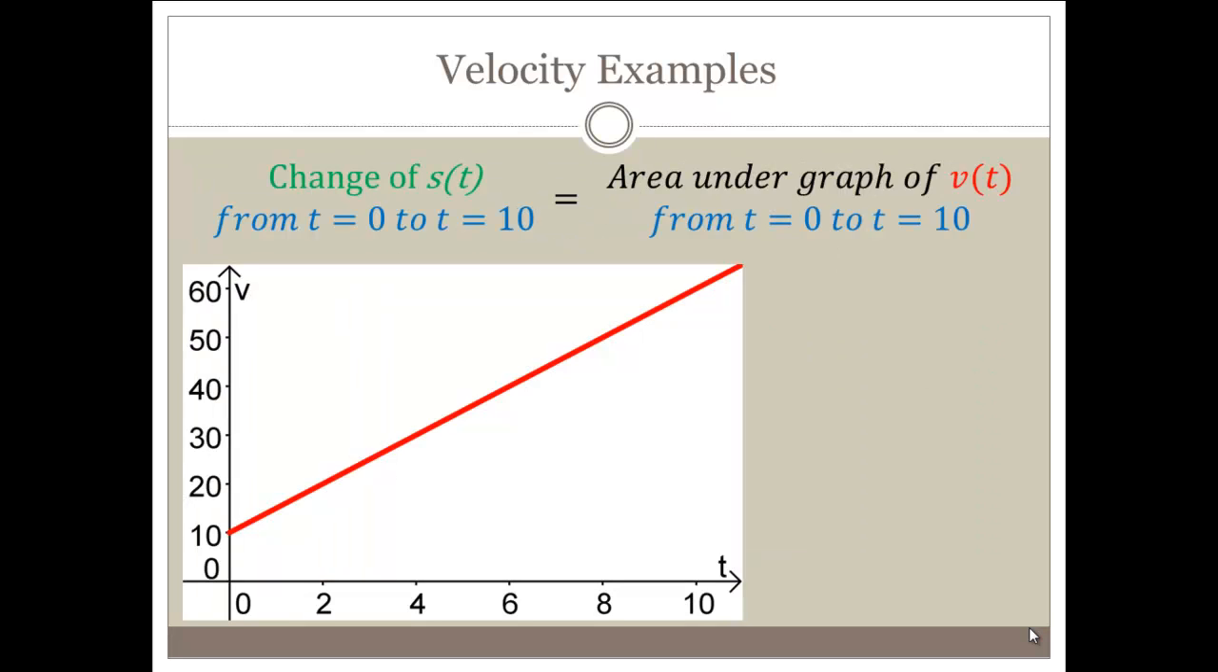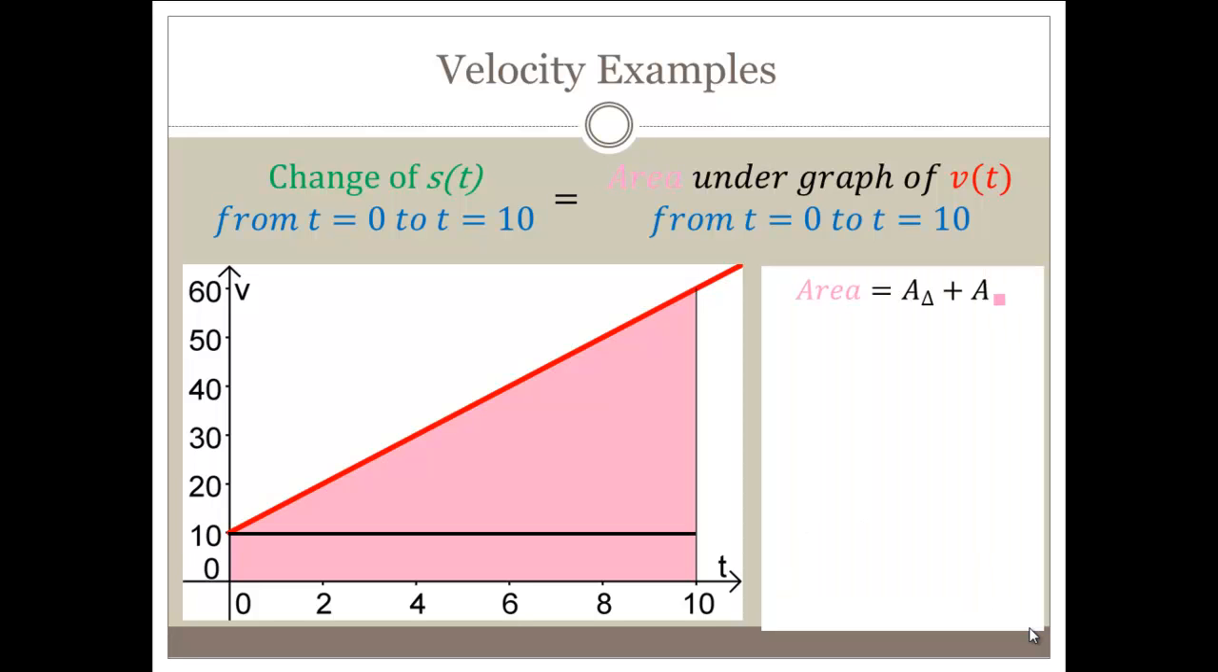Like last time, v of t is a line, but what is different here is that v of t does not pass through the origin. So when we are looking for the area under the curve, we do not just have a triangle. So what we will do is break our area up into two regions, a triangle and a rectangle. And to compute the area under the graph, we need to compute the area of the triangle plus the area of the rectangle.